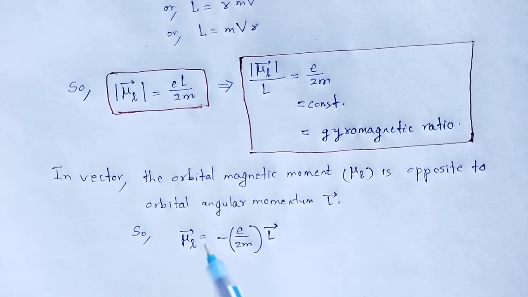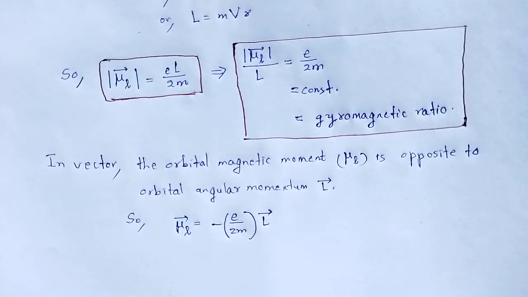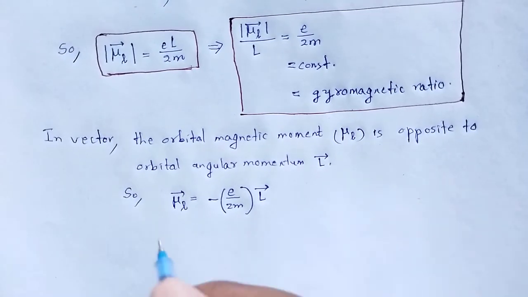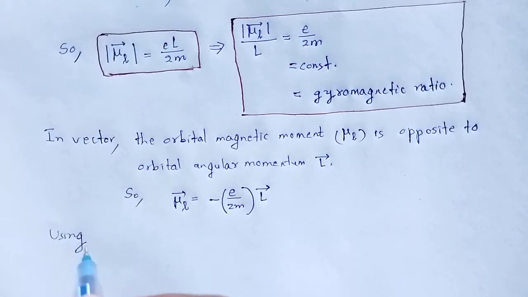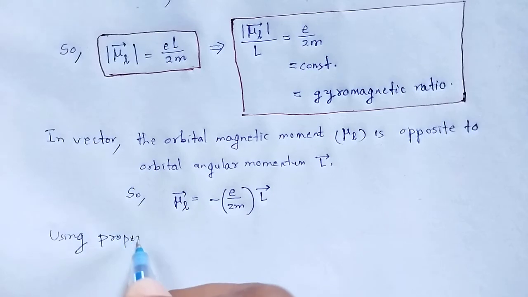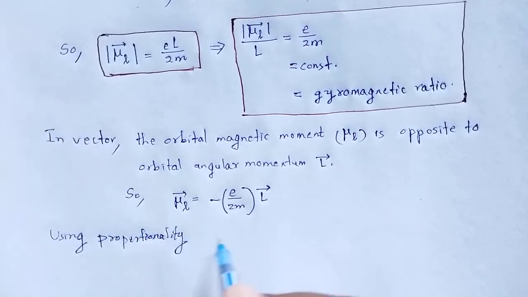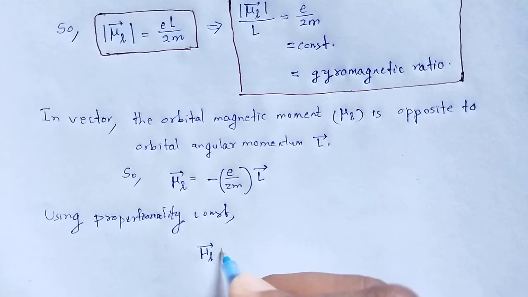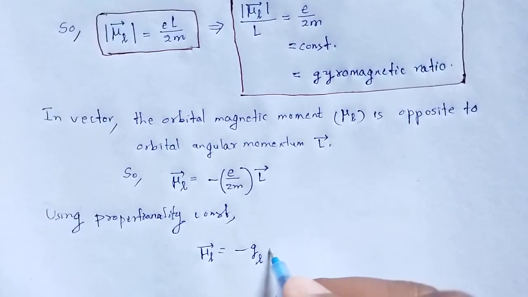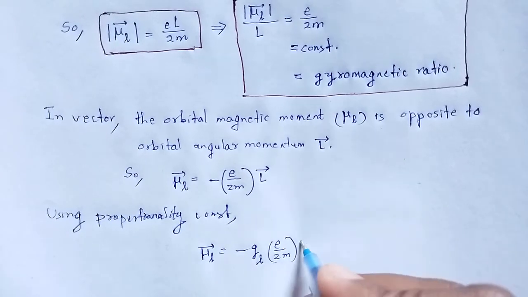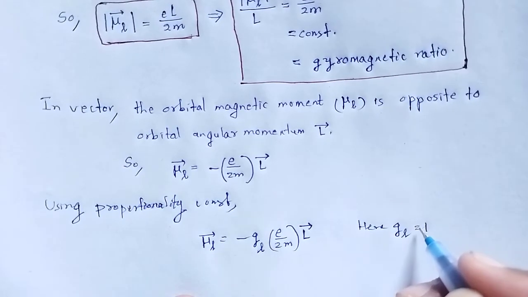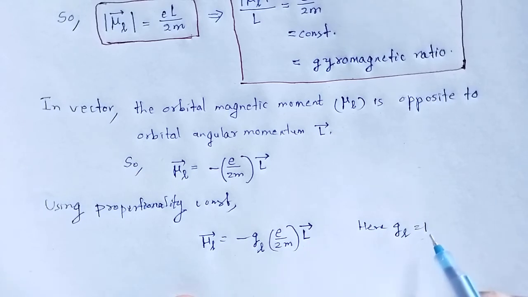Let me introduce a proportionality constant g of L, which is known as the g factor. Using this proportionality constant, mu L in vector form is equal to minus g of L e by 2m L. Here g of L is equal to 1, to preserve that symmetry.